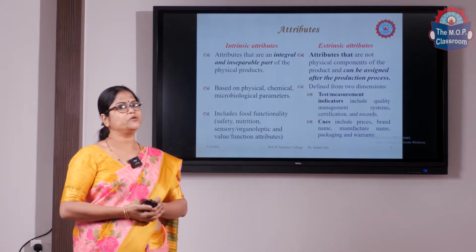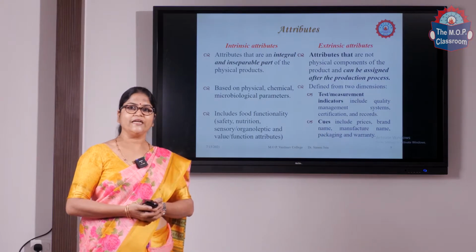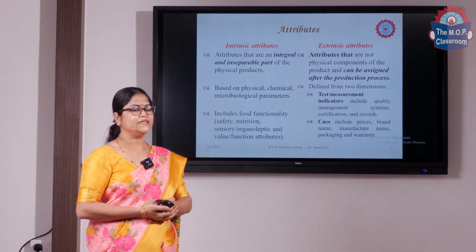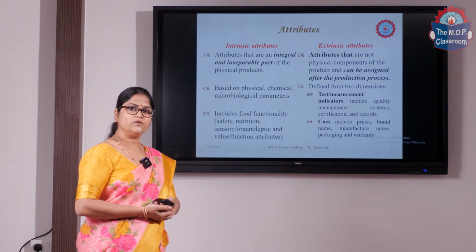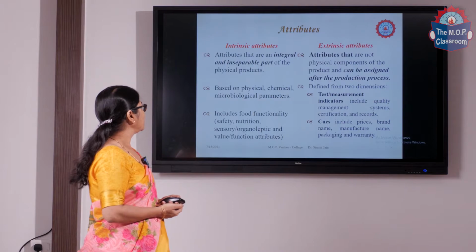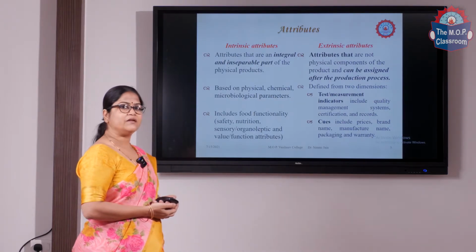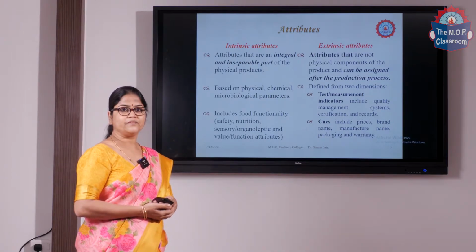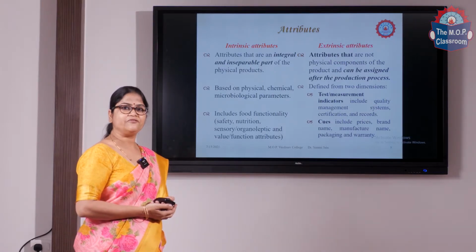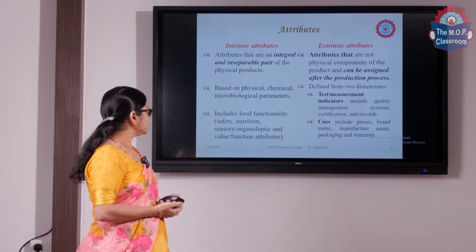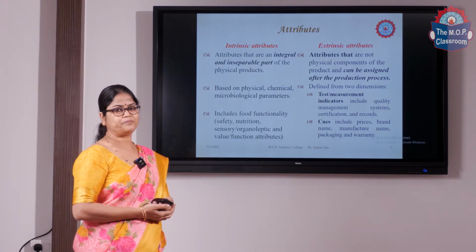Let's talk about the attributes of quality. There are two attributes of quality, that is intrinsic and extrinsic. As the name suggests, intrinsic attributes are those which are integral and inseparable parts of the physical product. They are based on the physical, chemical, and microbial parameters and also the functional parameters of the product, including the safety, nutrition, sensory organoleptic properties, or the functional attributes.